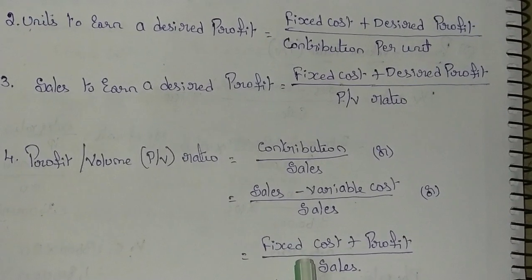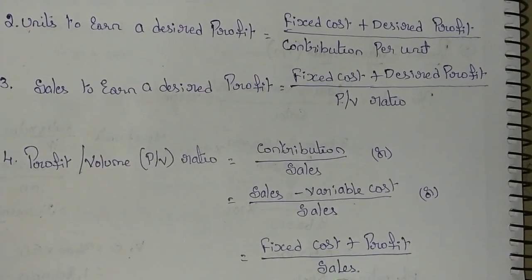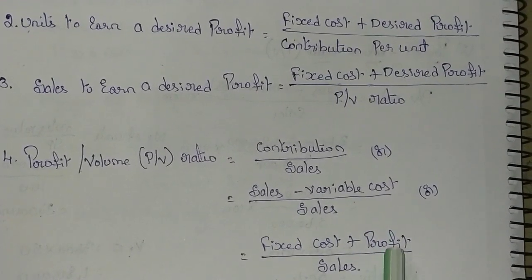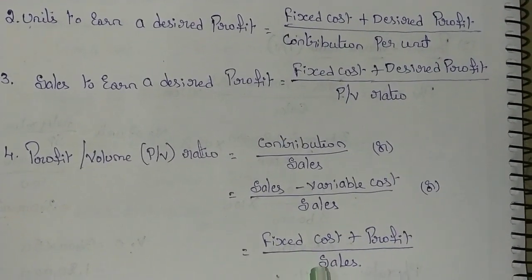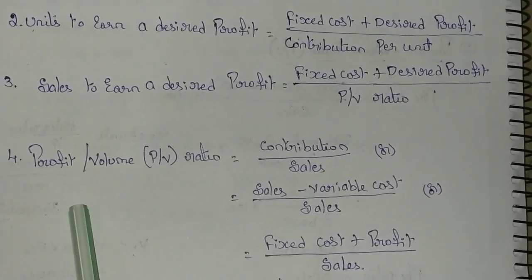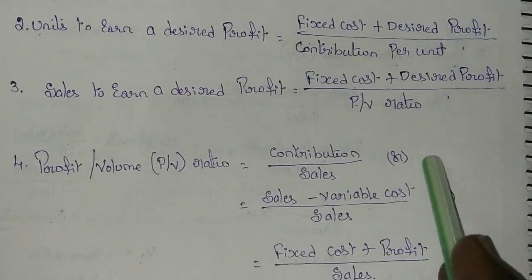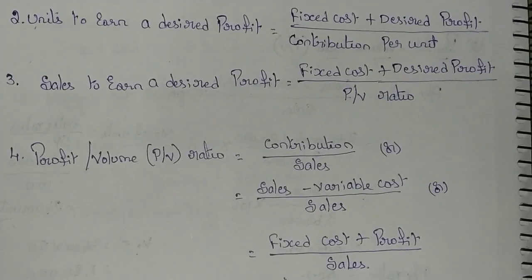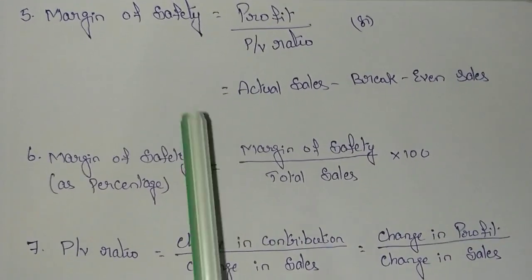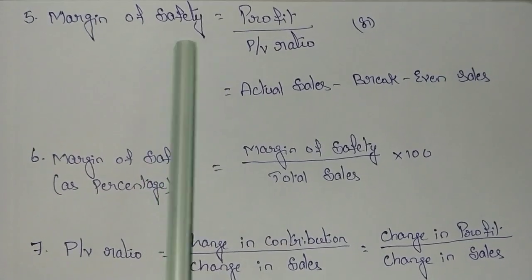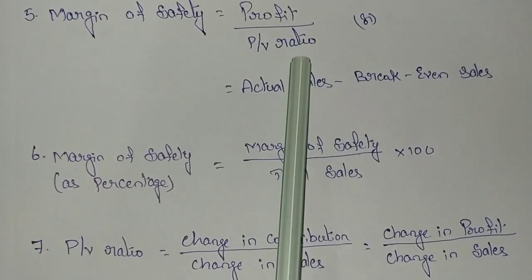Another formula is fixed cost plus profit divided by sales. So whatever fixed cost you have and whatever profit you have, add both and divide by the sales, and you will get the profit volume ratio. These are the formulas used for the calculation of profit volume ratio. And the next one is margin of safety. The formula for margin of safety is profit divided by PV ratio.